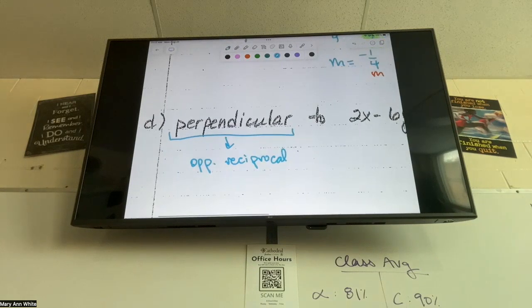I like to think of my reciprocal as my flip, and I like to think about my opposite as negative. So if it was positive, you need to make it negative. If it was negative, you need to make it positive. So flip the sign, flip the fraction, all of those things.